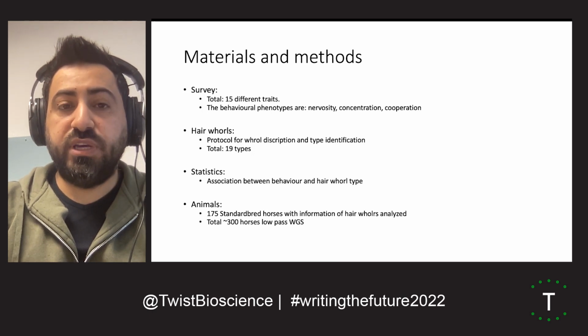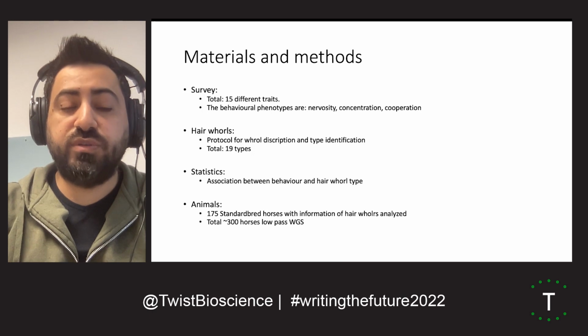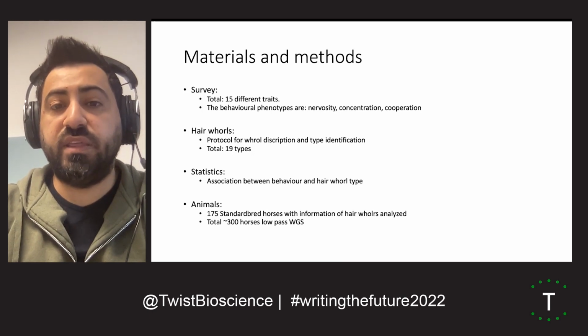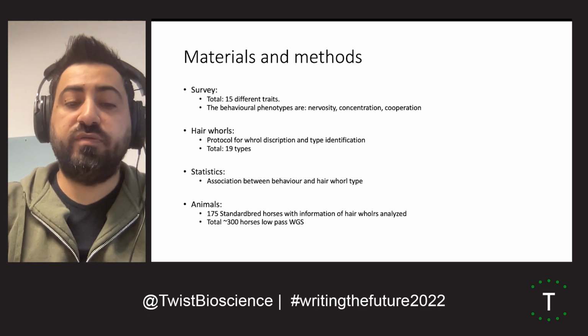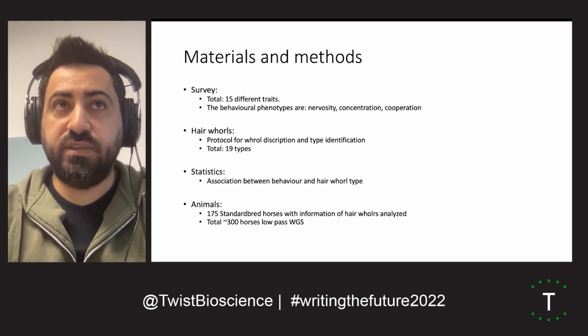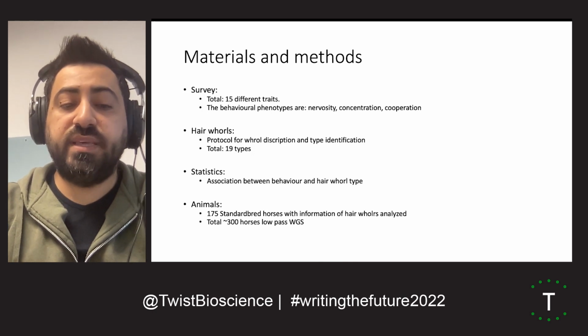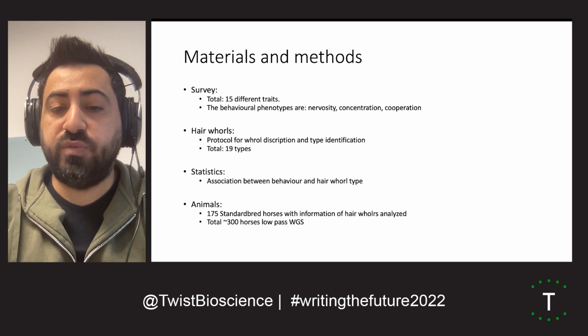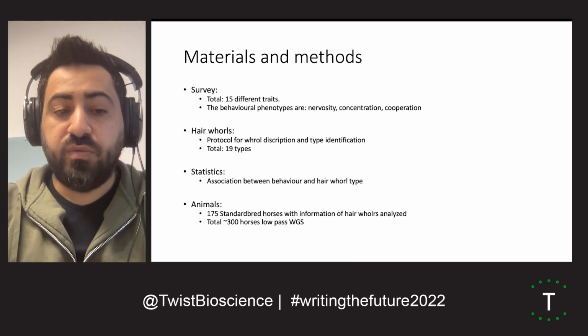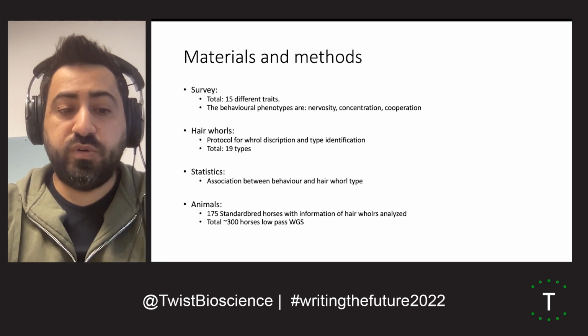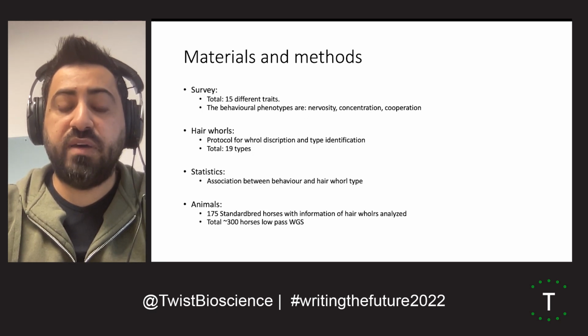Then we did a statistical test to study the association between the behavior and the hair whorl type. For that, we used about 190 horses, where some of them were removed, and we kept 175 standardbred horses that are shown in the results that I will present today. But currently, I am analyzing more horses, so we will end up with about 300 horses in total in our research.